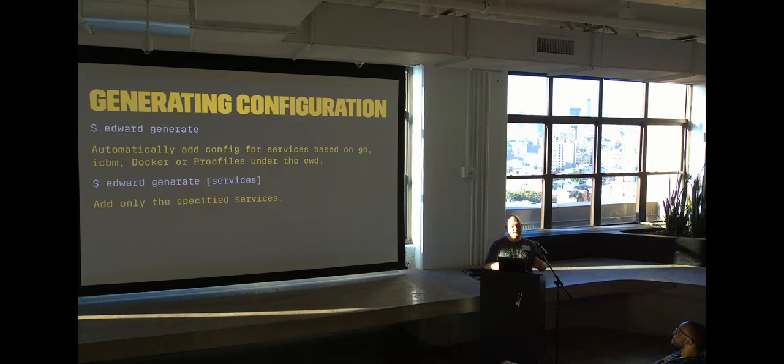Now this will automatically build config for services based on Go, ICBM, Docker, or Procfiles from any directory under your current working directory. So if you have all your projects checked out, it will search through all of those to find any services that you can run. You can specify specific services you want to generate, because you're not likely to want to generate them all in one go, and it will add it to the current edward.json file.